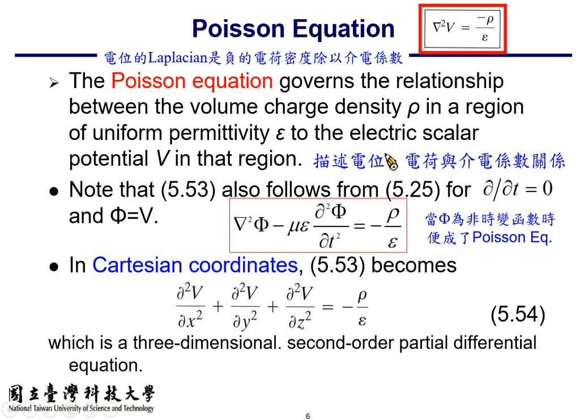So the second term goes away, and you end up with the Poisson equation: the Laplacian of the electrical potential equals minus rho over epsilon. In Cartesian coordinate system, the derivation of the Laplacian of the electrical potential is relatively simple. Just follow equation 5.54 and perform the second-order derivative of potential V with respect to x, y, and z, respectively.